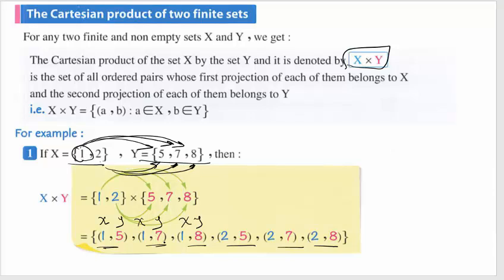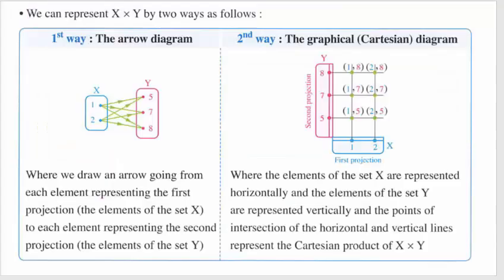These ordered pairs can be represented by two methods. The first method is called the arrow diagram. What is the meaning of the arrow diagram? The arrow diagram means that I will put the two sets, as you see here in this figure, X is 1 and 2, Y is 5 and 7 and 8. I'm putting only the numbers inside each set. So after that, I will join and follow the ordered pairs. First of all, I said 1 with 5, so I will join an arrow from 1 to 5. I said 1 and 7, I will join an arrow from 1 to 7.